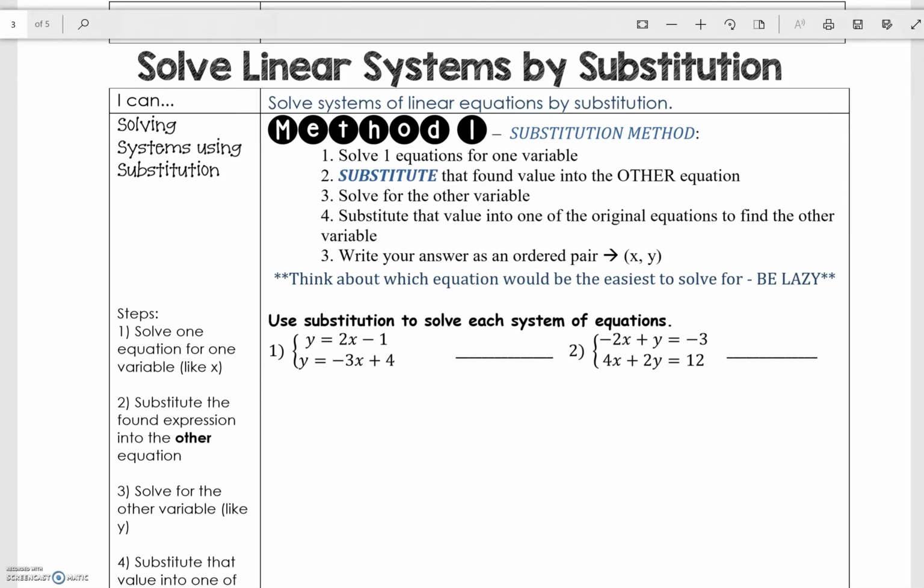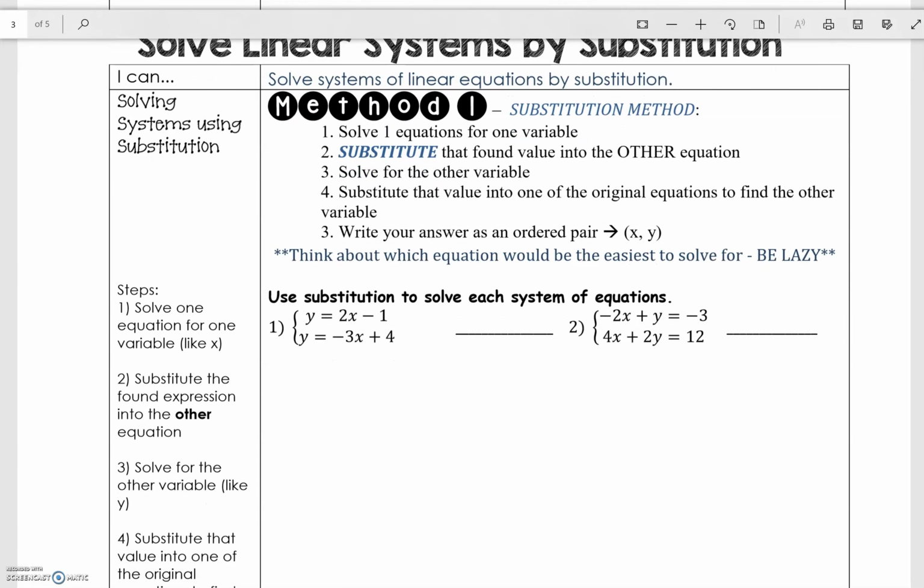So within this lesson, we're going to talk about solving systems by substitution as well as elimination. So for substitution, we're plugging something in that is equivalent. So our steps are over here off to the side, but they're also up at the top.